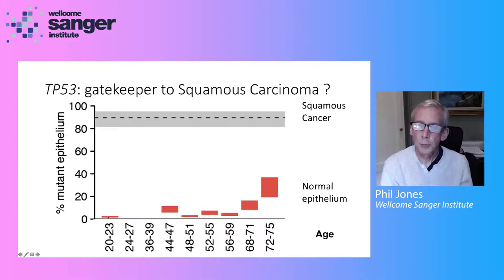So this argues that P53 is a gatekeeper to squamous carcinoma, that the cancers are developing from the small population of P53 mutant cells that lurk within the normal epithelium, but that P53 is strongly enriched as you progress from normal to cancer.